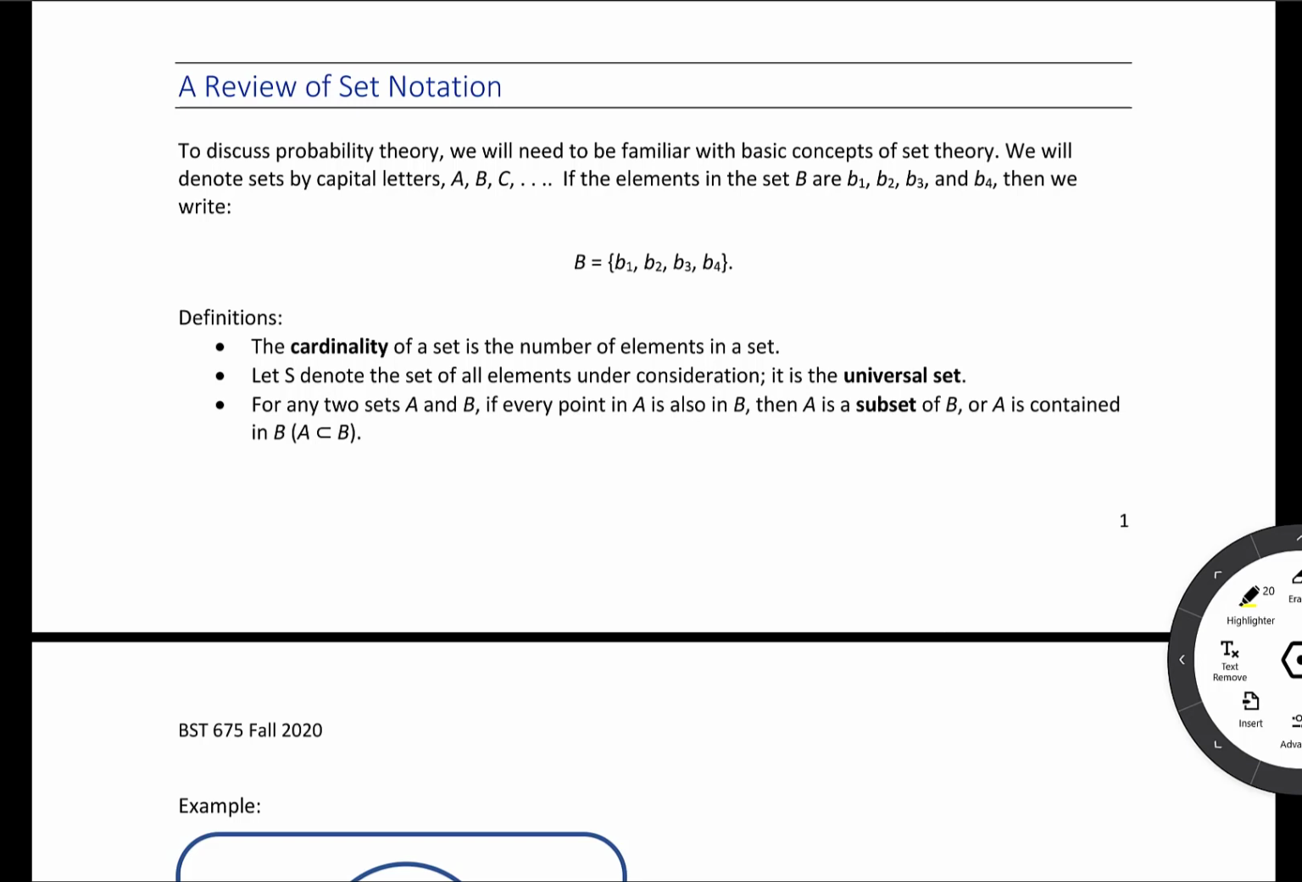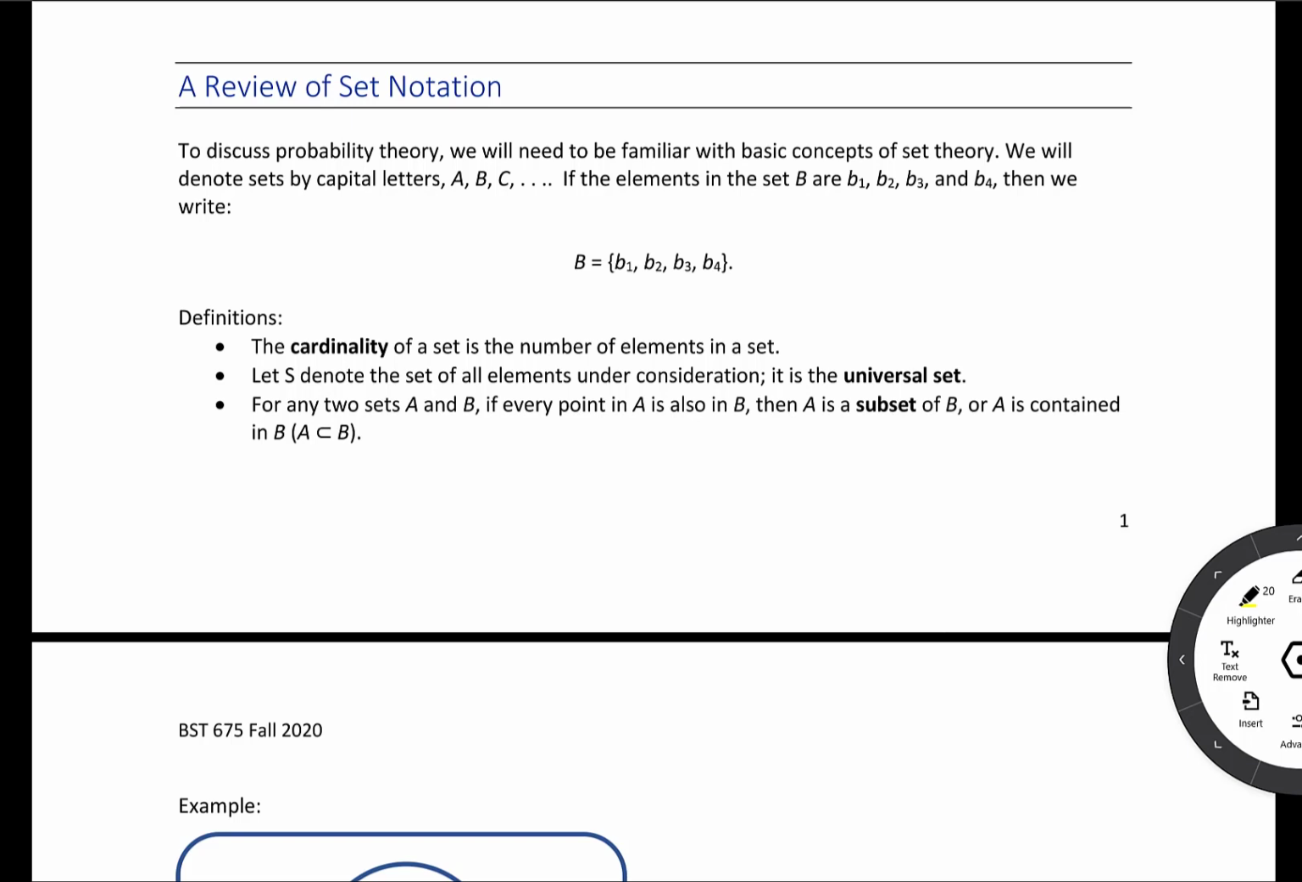We're going to use S to denote the set of all elements under consideration. We're going to call it the universal set. When we move on to talking more about probability, this is what we will use to denote the sample space. So that's why we're using capital S here.